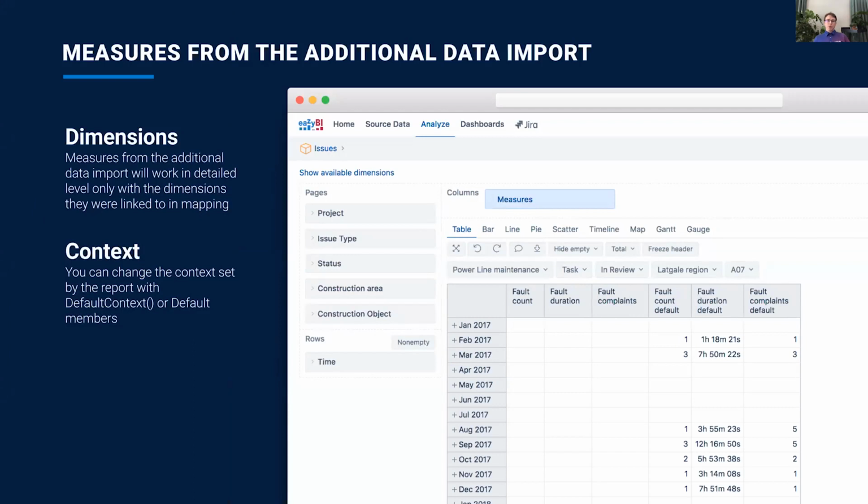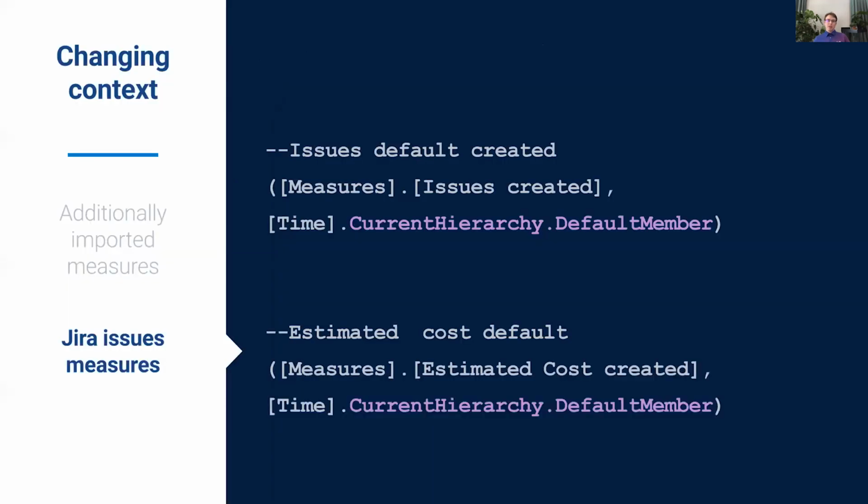Now it looks much better. Do you notice the formatting change for the measure fault duration default? From a number disappearing in the whole picture, we now know what it means. Additionally, it could come in handy resetting the context for the time dimension for the issues created and estimated cost created measures. One to filter the reports for relevant values, the other to show the cost of the construction work on any date, not only when the issue was created.